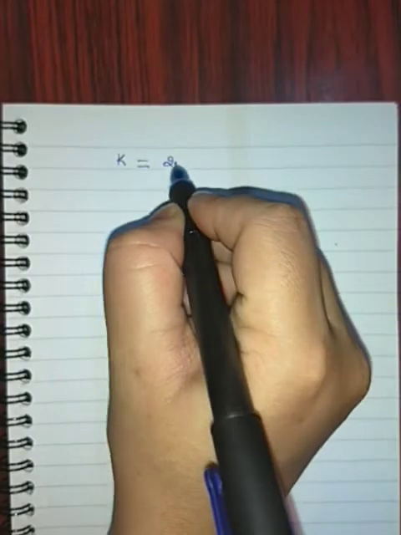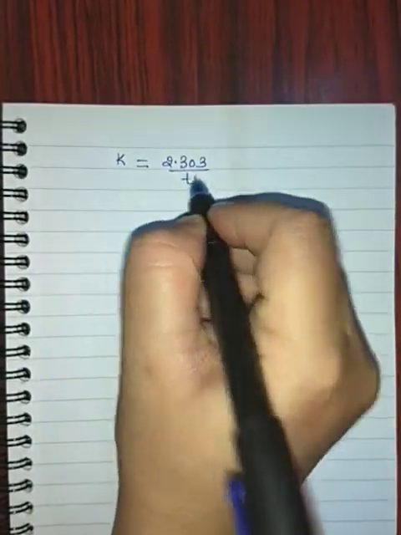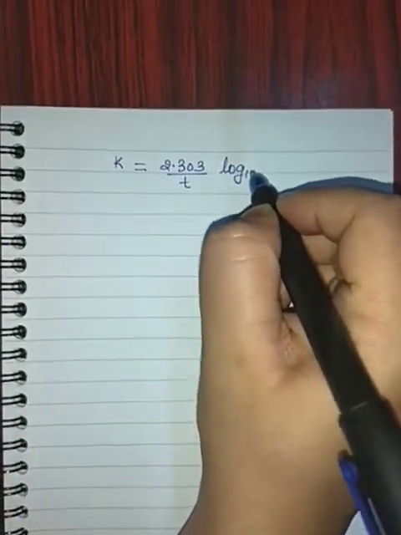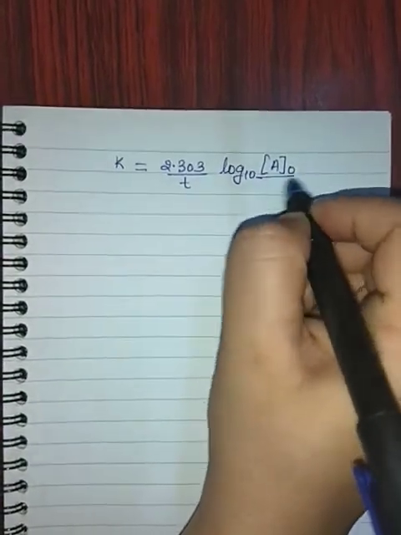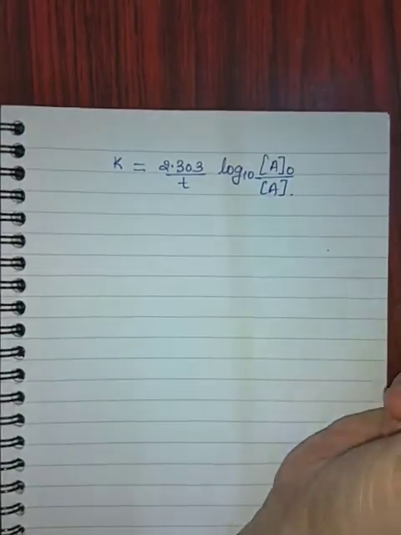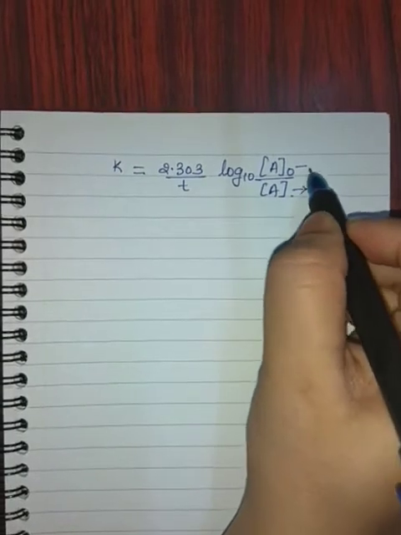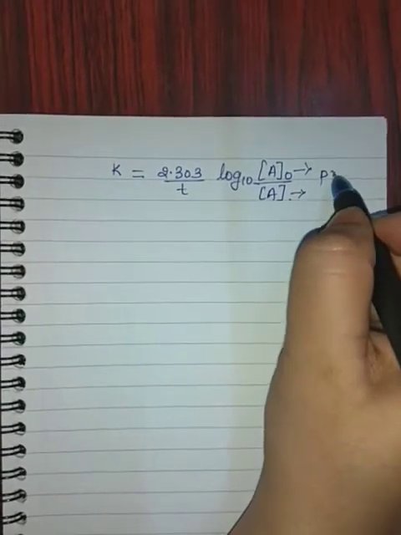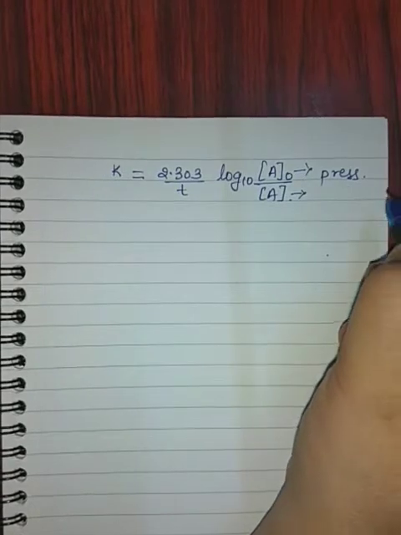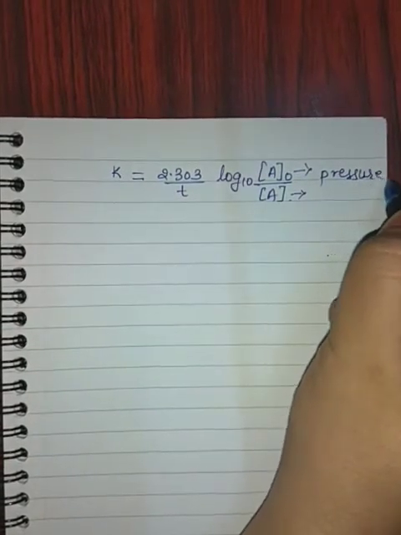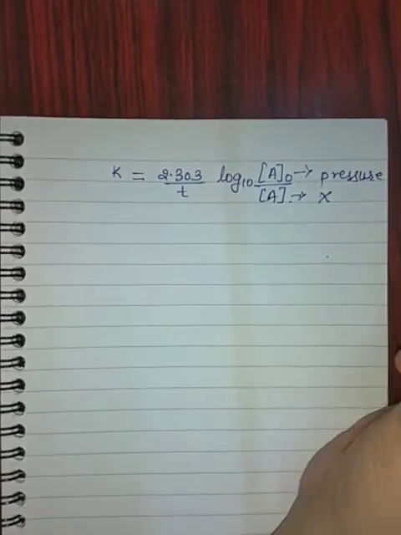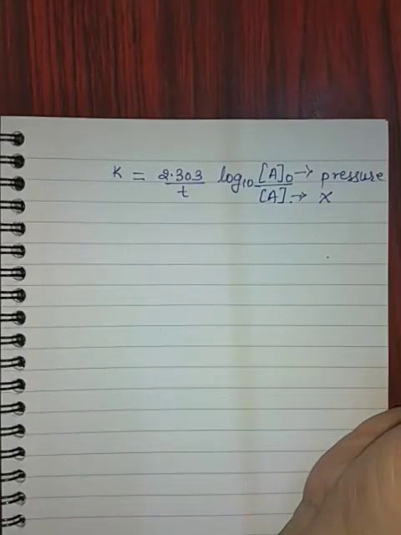Study a numerical for gaseous reactants and gaseous products based on the integrated rate law for a first order reaction. Again, the equation given is k is equal to 2.303 upon t log to the base 10 of initial concentration upon final concentration. Now, when the concentration or amount is not given to you, but pressure is given, and the initial pressure is given but the final pressure is directly not given, how do you do this type of numerical?